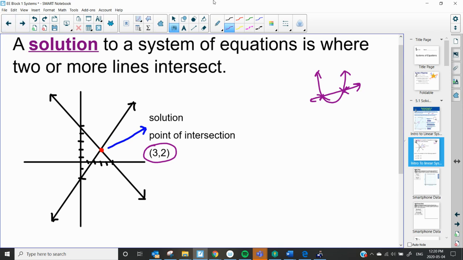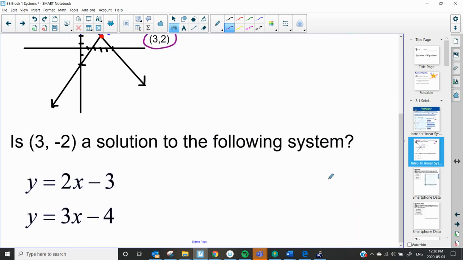Now, if I want to know if something is a solution, I'm going to have to do some substitution. And whenever we do substitution or verifications, we always try to use something called left side, right side. So the question is, is (3, -2) a solution to the following system? Well, the only way that something can be a solution is if that coordinate makes both statements true. If it makes one statement true but not the other, it's not a solution. It has to make both statements true.